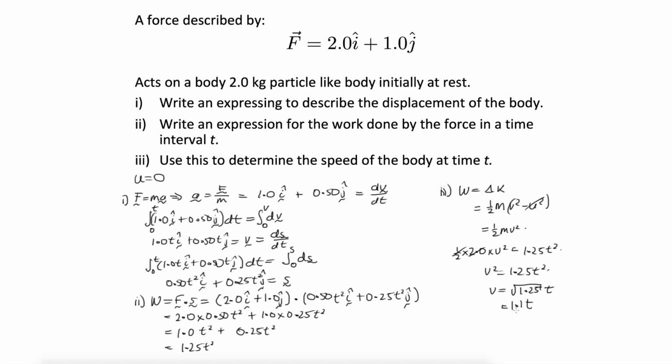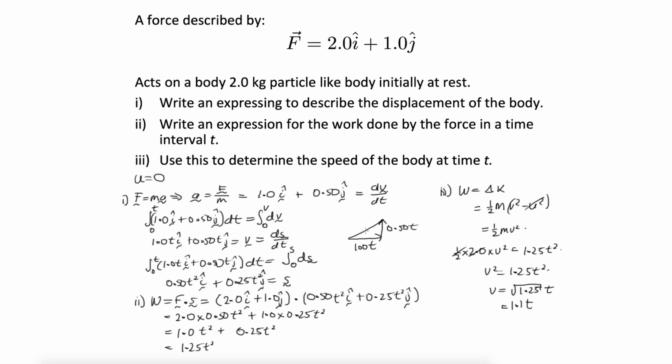Now it's worth just checking our answer, because back in this step here we did get an expression for the velocity at time t, so we have that the velocity is equal to 1.0 t i plus 0.50 t j. So if we draw a little diagram, we've got 1.0 t and then we've got 0.50 t.